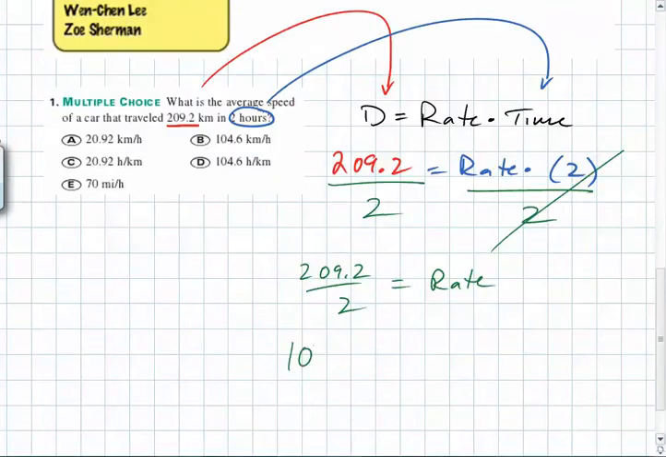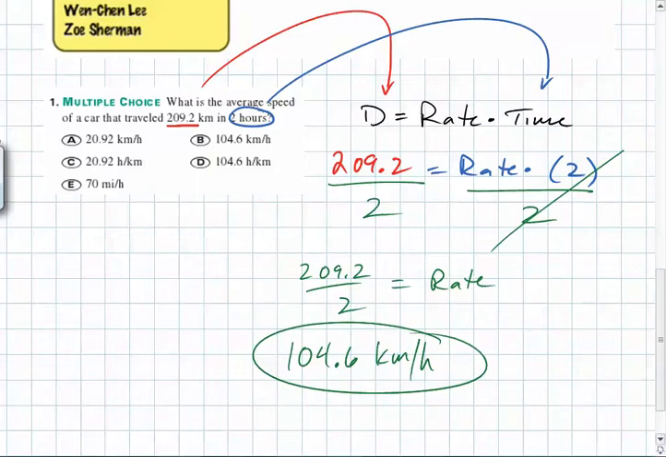It's going to be 100.6, and then it's kilometers per hour. So is that the answer up there? Yeah, so the question is rate. What are the units for rate? Is rate in hours per kilometer?